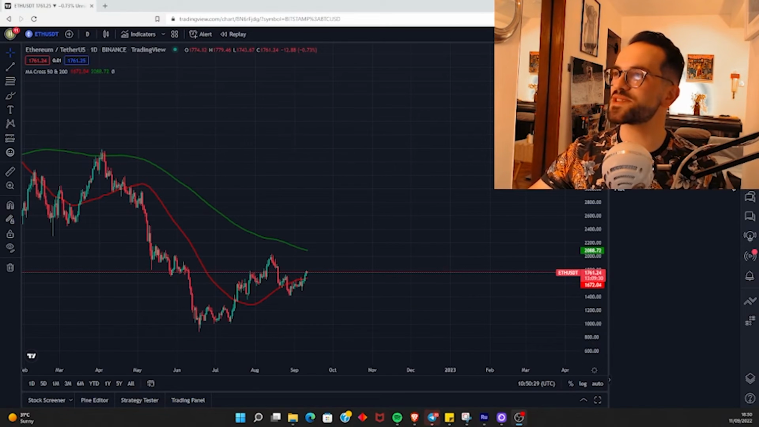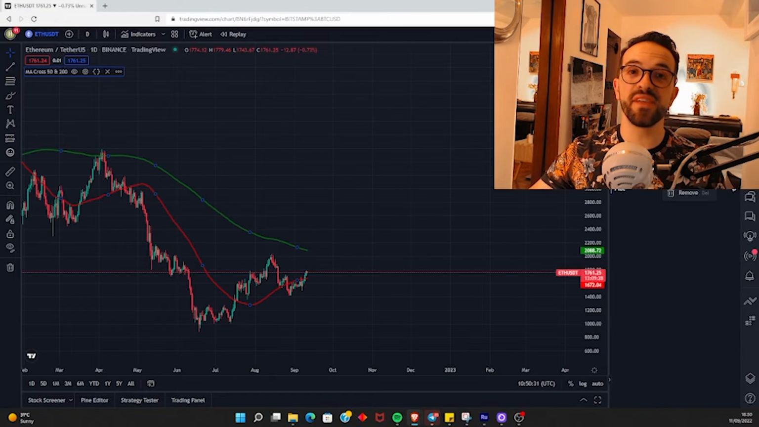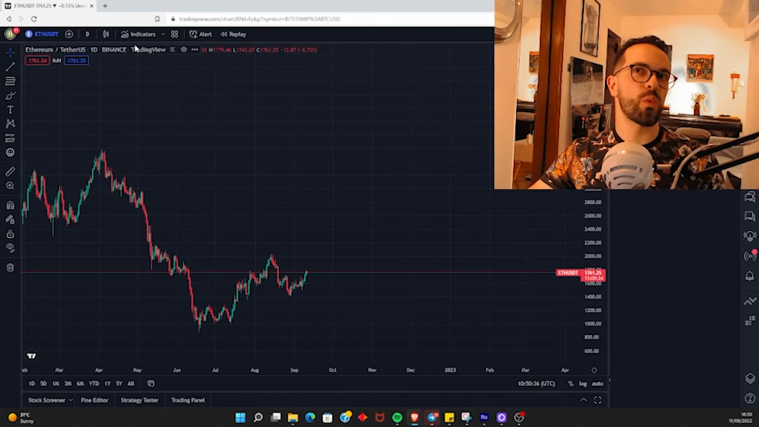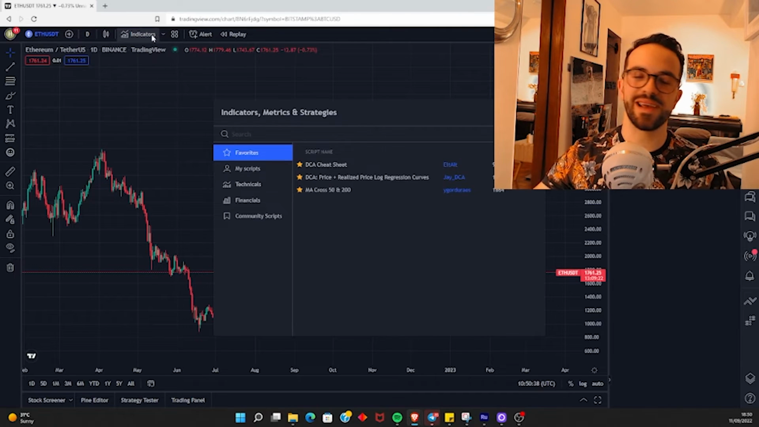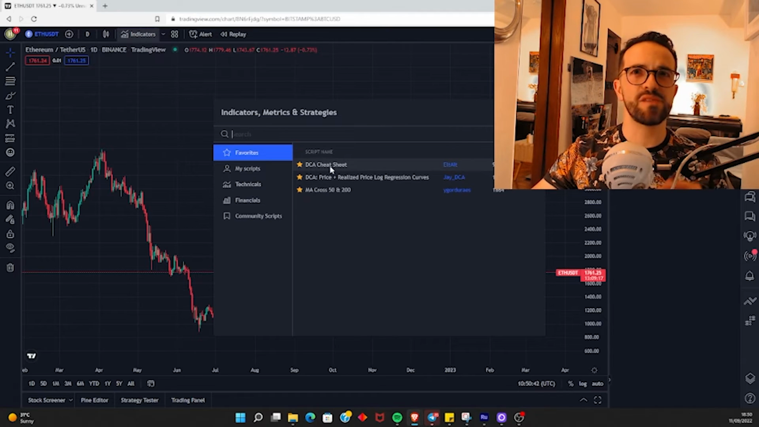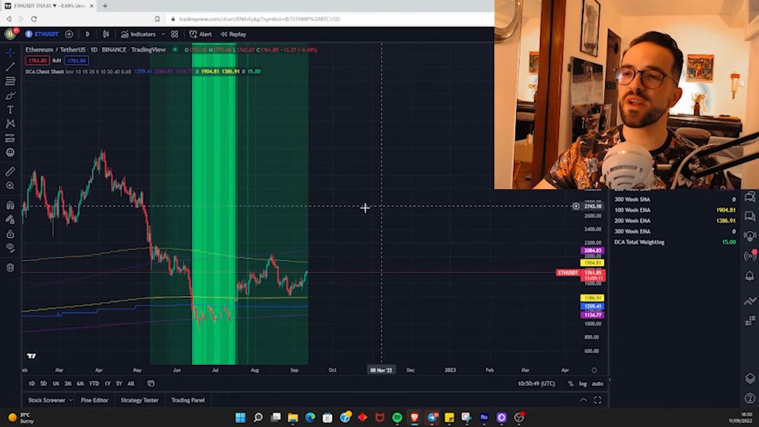All right, guys, I hope this was clear. Now, let me show you another DCA cheat sheet that can really help you with your dollar cost averaging strategies. I discovered this indicator here. If you go to TradingView and search for DCA cheat sheet, you have this indicator, which is really cool.